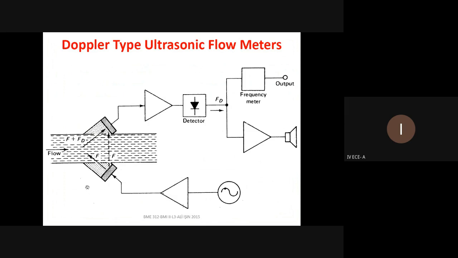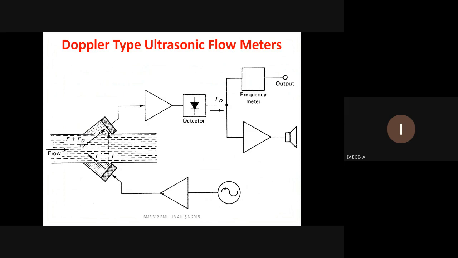A smaller part of the transmitted energy is scattered back and received by the second transducer opposite to the first one. The scattering occurs mainly as a result of the moving blood. The received signal has a different frequency due to the Doppler effect. The received frequency is F plus Fd.